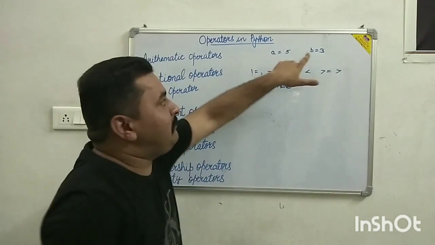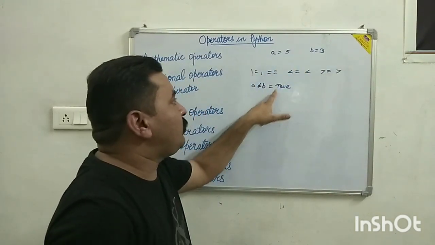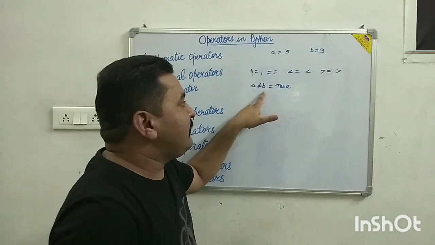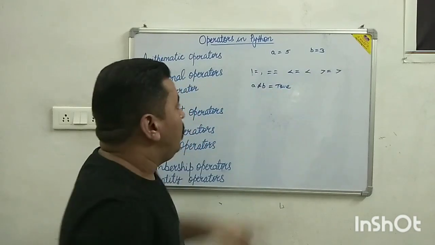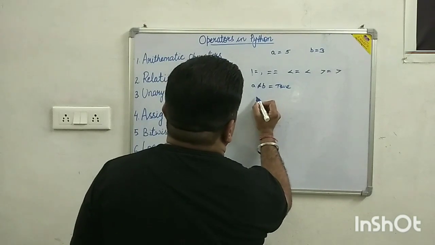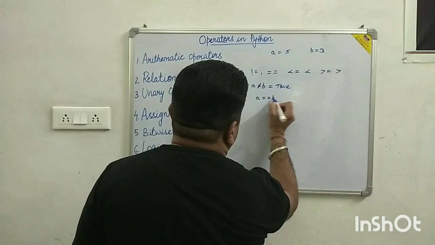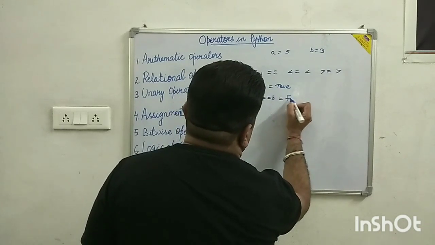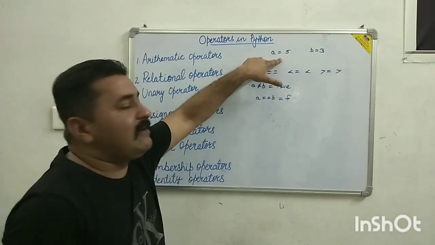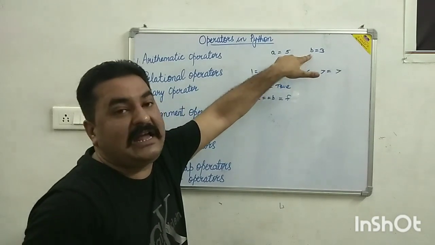Because A is 5 and B is 3, A is not equal to B. We can say that A is not equal to B is true. Then comes equal to. Equal to means A is equal to B. This is false because A is assigned a value of 5 and B is assigned a value of 3.